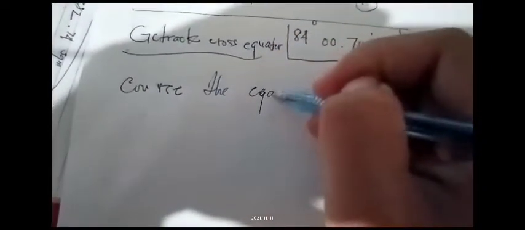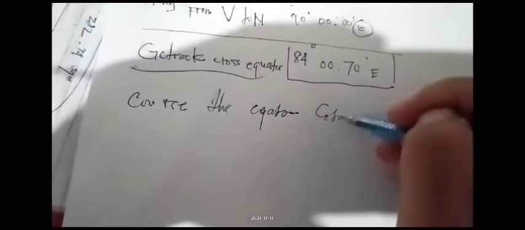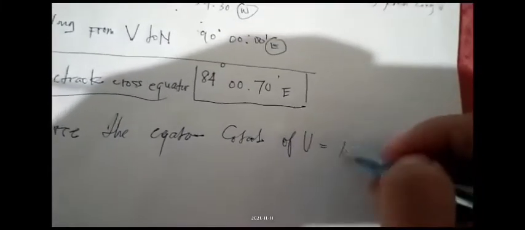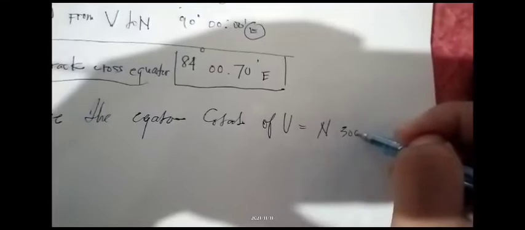So next is the course. The equator, of vertex north 30 degrees 23 minutes west.